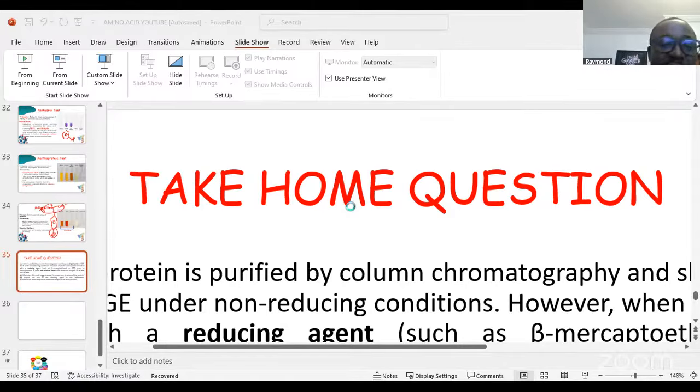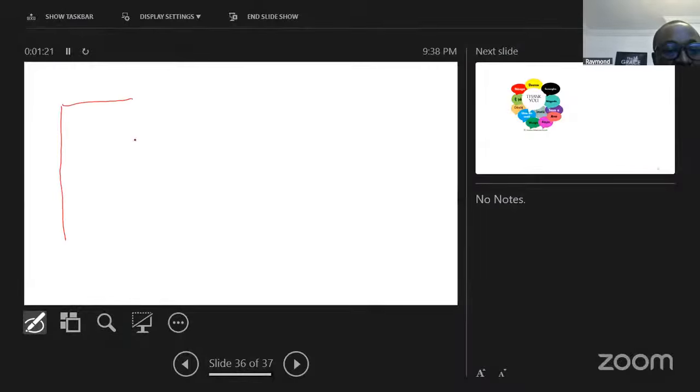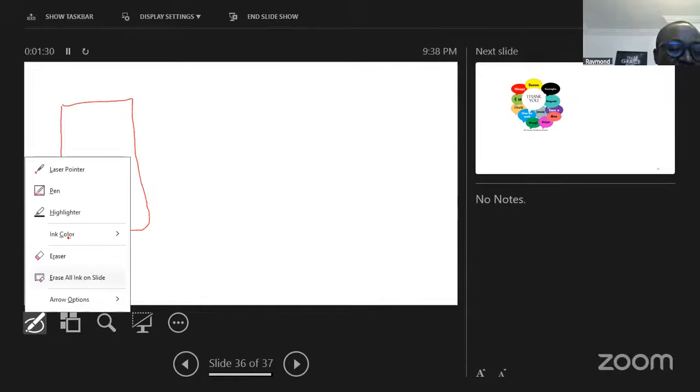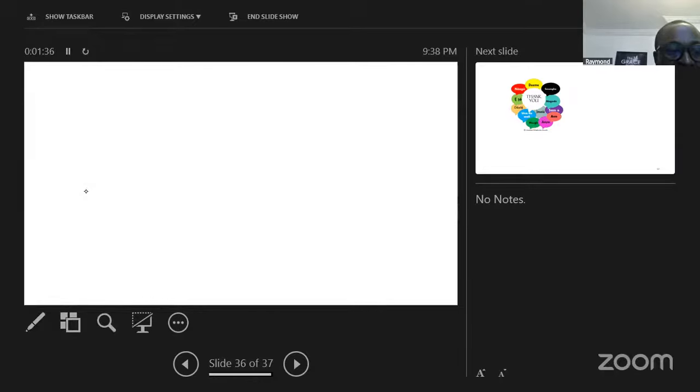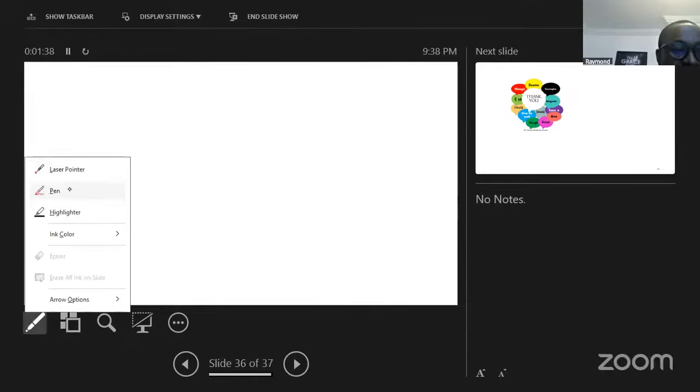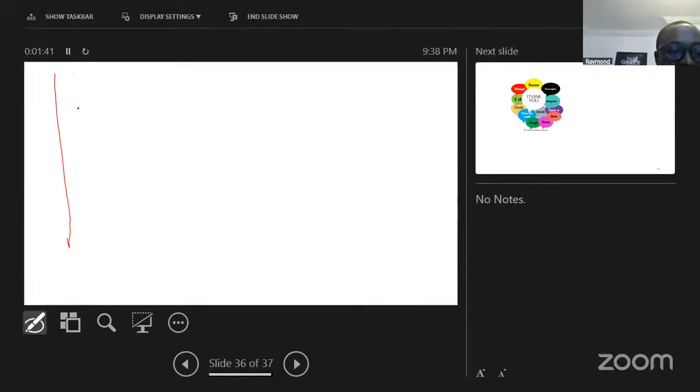The first question is, now listen, if we do gel electrophoresis, we have the gel like this. Now, okay, let me do this quickly. In column chromatography, we have a column like this. So here, it contains a sample.